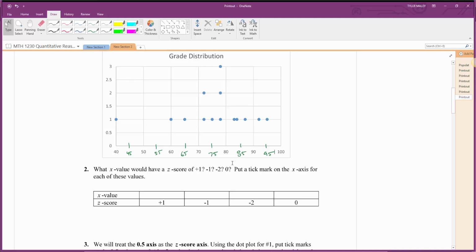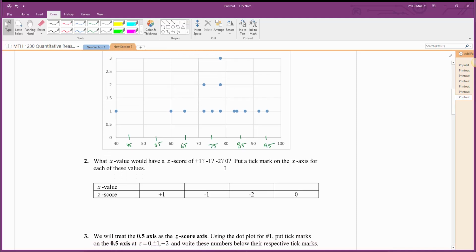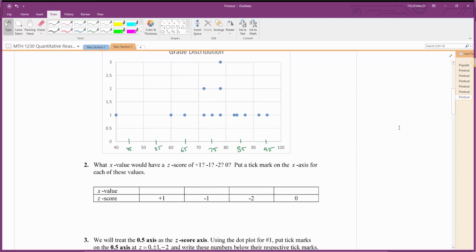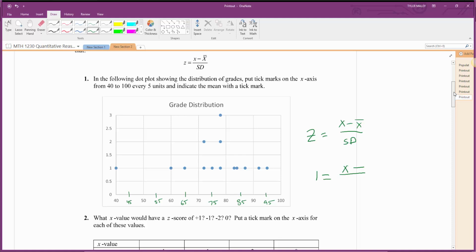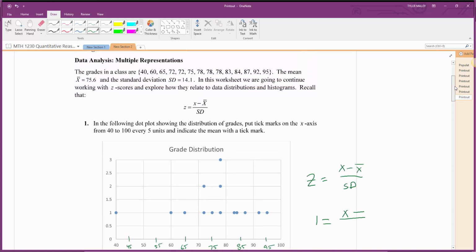So now it says what x value would have a z-score of +1, -1, -2, and 0. And we're asked to put a tick mark on the x-axis for each of these values, right? So we have a chart, and we just need to calculate those. So we're going to use the formula z equals x minus x bar all over the standard deviation, right? So if I want a z-score of 1, we would have 1 equals, and then we don't know the x value, so that's x, and then we would subtract off the mean... and divide by the standard deviation, which we were told up here, 14.1.